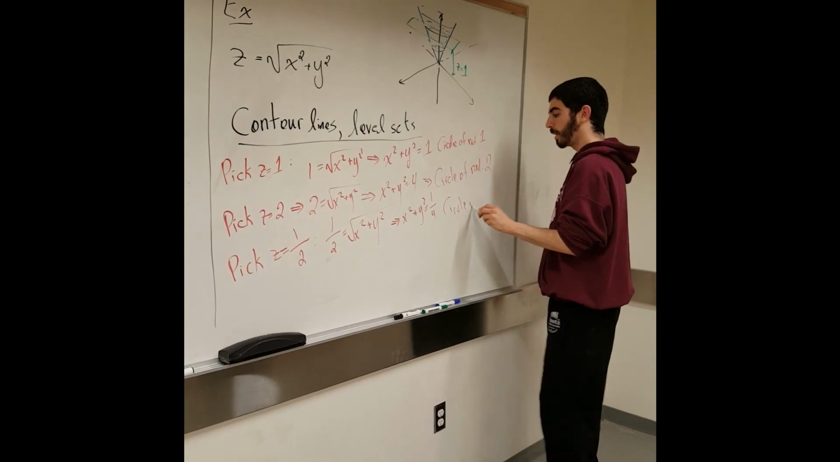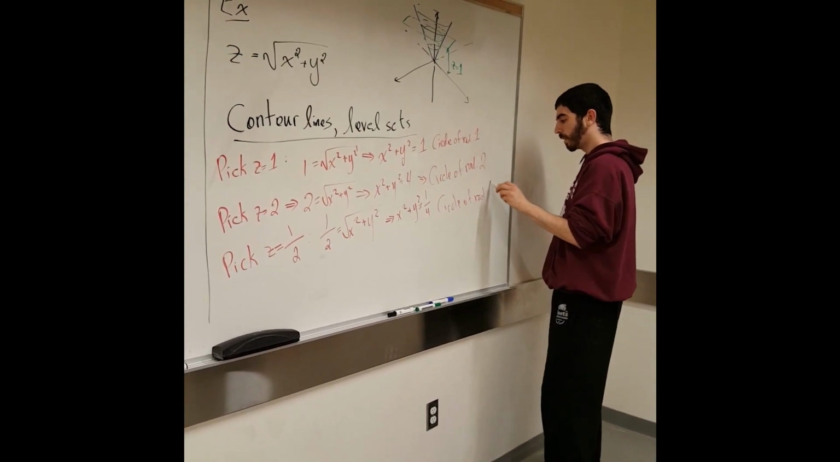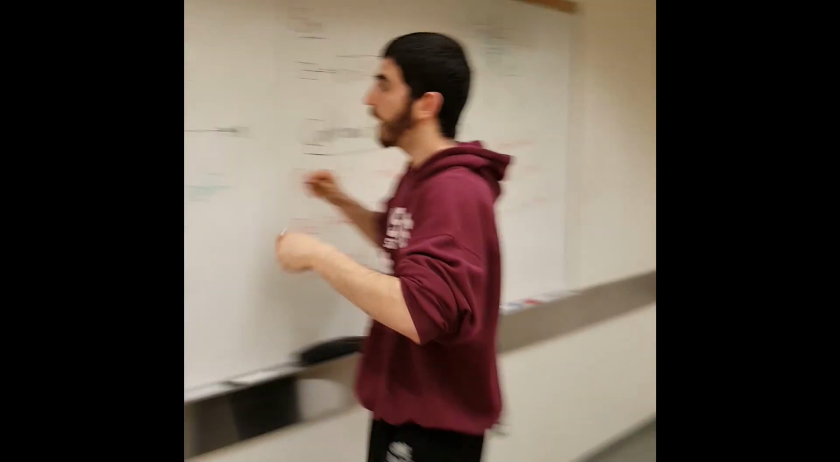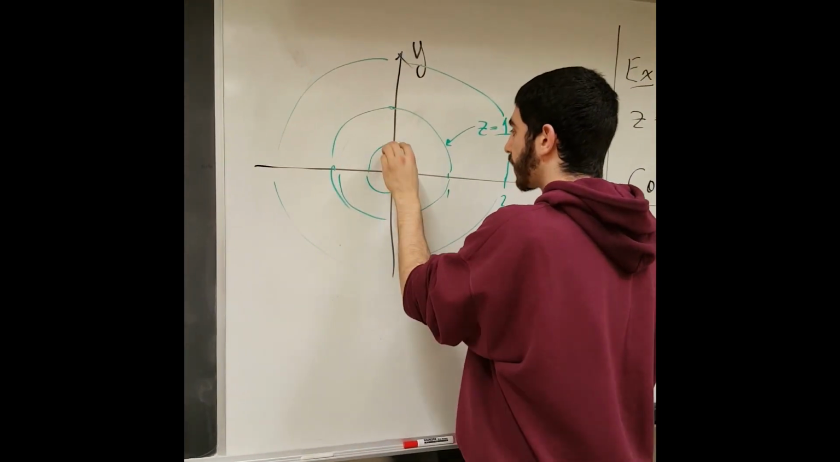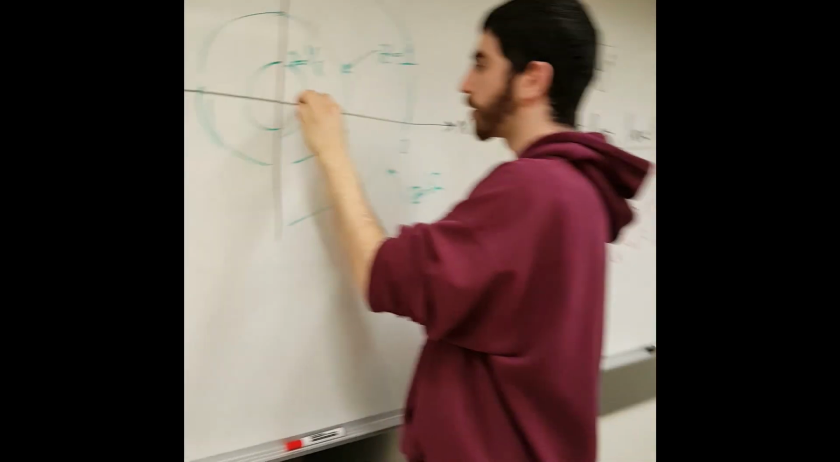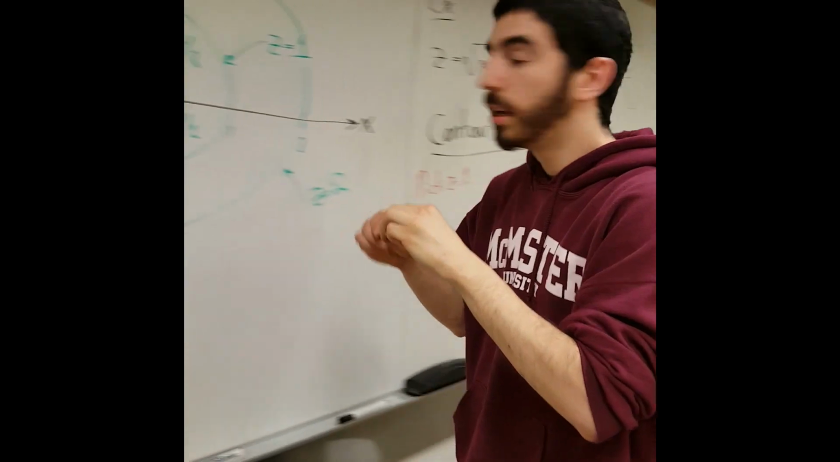A circle of radius 1/2, right? So a circle of radius 1/2 goes in here. And yes, you're right, this is actually pretty high. This is at the height z equals 1/2. It's a circle of radius 1/2. Right? Okay.